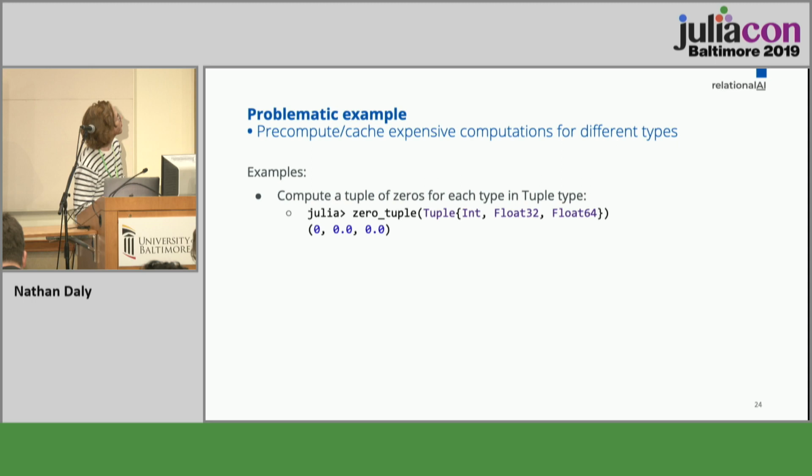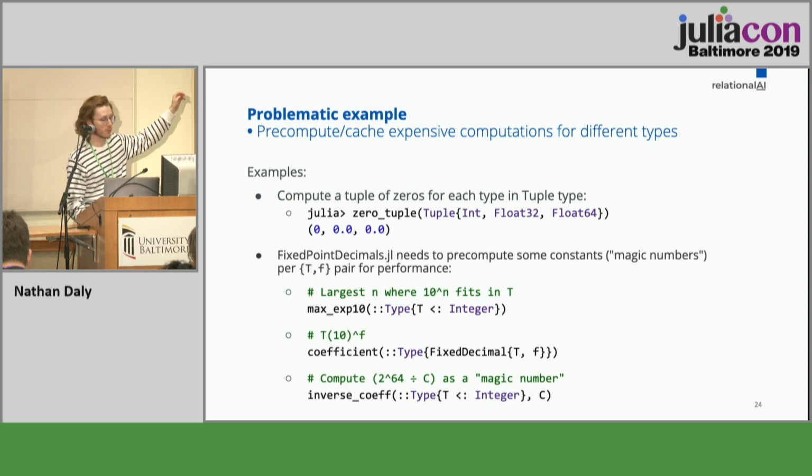Okay. Yeah. So here's an example that I covered. This is something we ran into where we just want to compute for a tuple of types. We want to compute basically zero of T for each T in that tuple, a bunch of zeros. These examples all come from the fixed point decimals package. We saw that max_fp10, this calculated 2 for Int8, is the biggest precision that fits in that type.